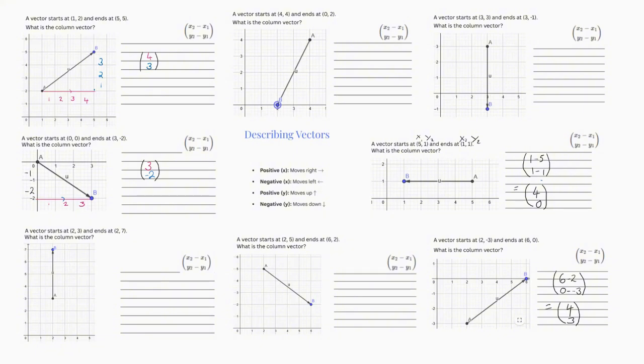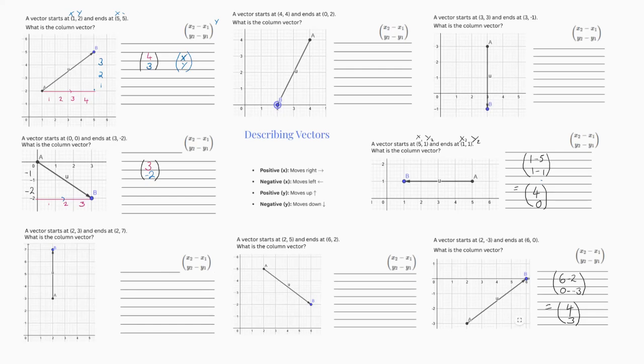For the first question, a vector starts at 1, 2 and ends at 5, 5. What is the column vector? I've done this one for you, so I can show you what it means. These are our coordinates, our x and our y. So we're going to look at it in this format. That is a column vector. The x is on the top and our y is on the bottom.